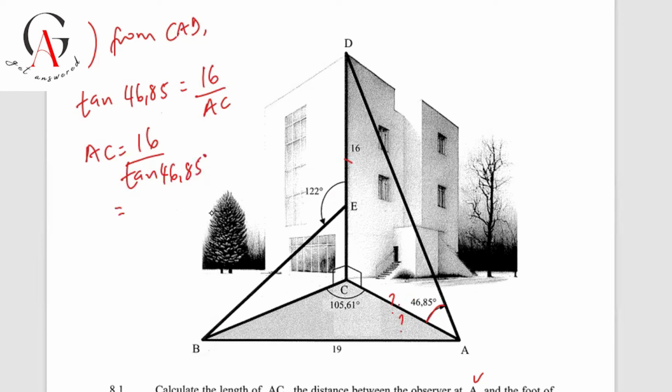When I punch that into the calculator, that is 16 over the tan of 46.85. That gives me 14,9987, which I'll take as 15 units. Okay, so this is a 15, if we are to round it off to decimals. Now, if that is a 15, 8.1 is answered.